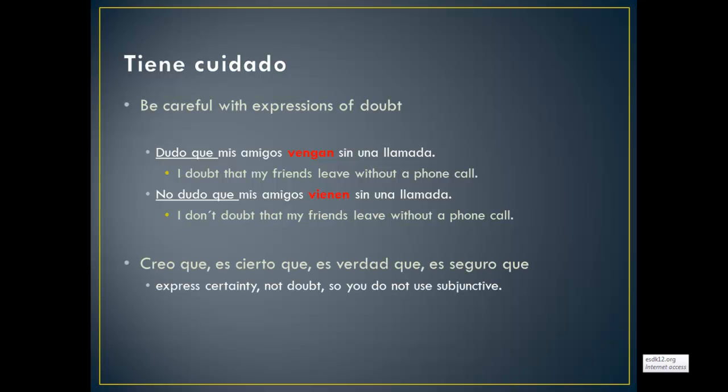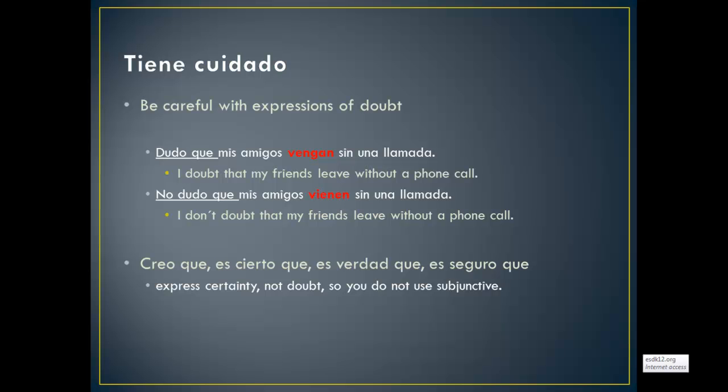Okay? So these are some phrases. Creo que, es cierto que, es verdad que, es seguro que. These all express certainty. So if you see these phrases, even though they have the que in them, do not say, oh, it's subjunctive. If it's a phrase that's certain, you do not use the subjunctive.